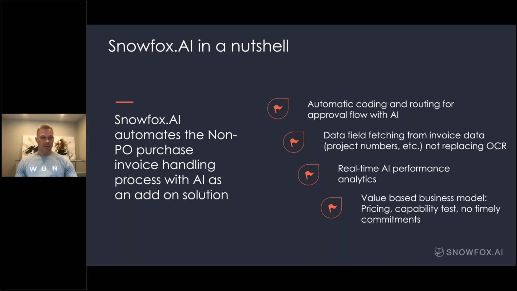The Snowfox AI capabilities are automatic coding and routing for the approval flow with AI. We also have some data fetching capabilities from invoice data. For example, there are project numbers and so on, and we can fetch that kind of information from the invoice data and populate those fields in your AP solution.